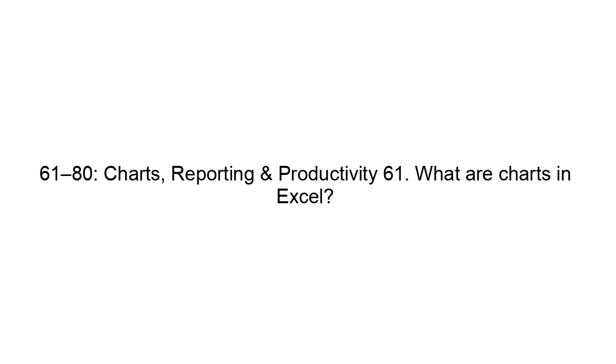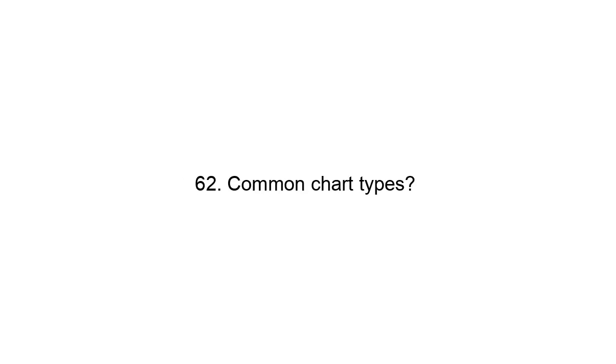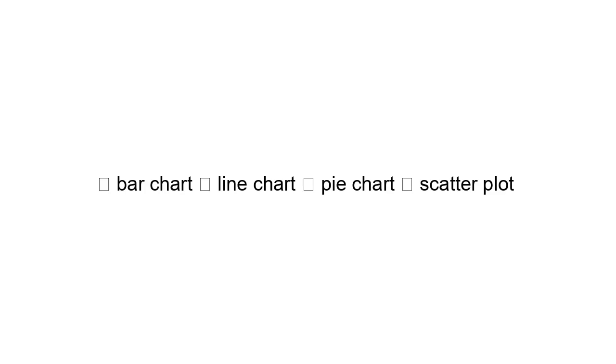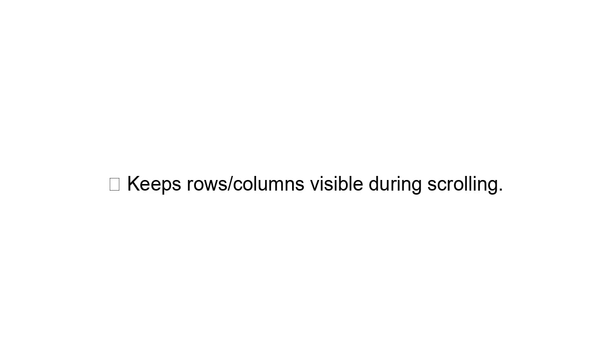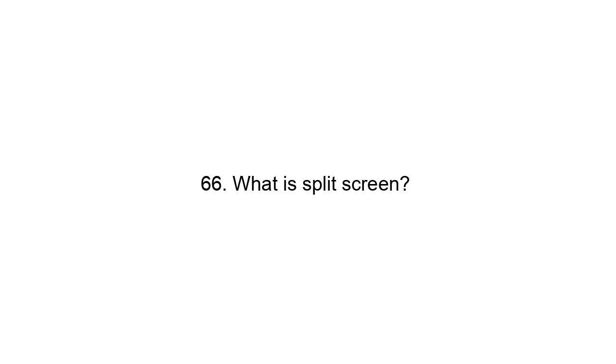61 to 80. Charts, reporting, and productivity. 61. What are charts in Excel? A visual representation of data. 62. Common chart types: bar chart, line chart, pie chart, scatter plot. 63. What is a dashboard in Excel? An interactive visual reporting screen. 64. What are sparklines? Mini charts inside cells. 65. What is freeze panes? It keeps rows and columns visible during scrolling. 66. What is split screen? It divides the worksheet view.